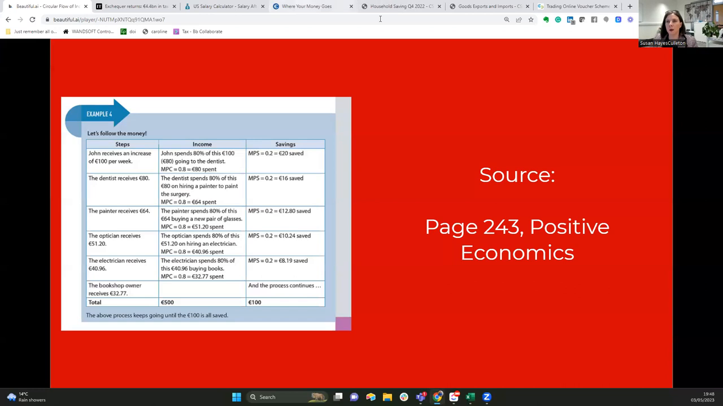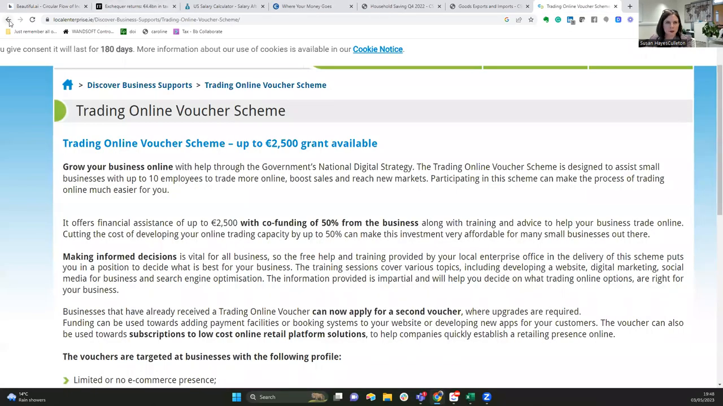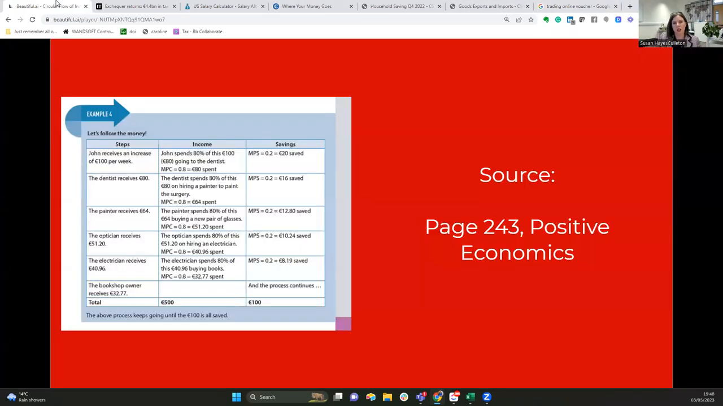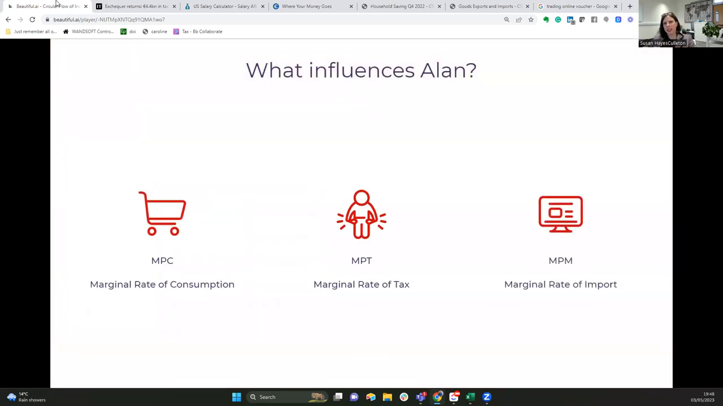From there, all of those people may go on and hire additional people. And like you saw there, even when I Googled the trading online voucher, you can see there are companies that are sponsoring ads. So they're paying Google money to make sure that if I'm searching for trading online voucher, they're the ones that appear first. So of course, there are a lot of knock-on effects. And that's why I like that story about John, because there are so many different people that it goes on and on and affects. But the one constant that I had in the story was that each person spent 80% of the money that they got. And this, of course, is marginal propensity to consume.